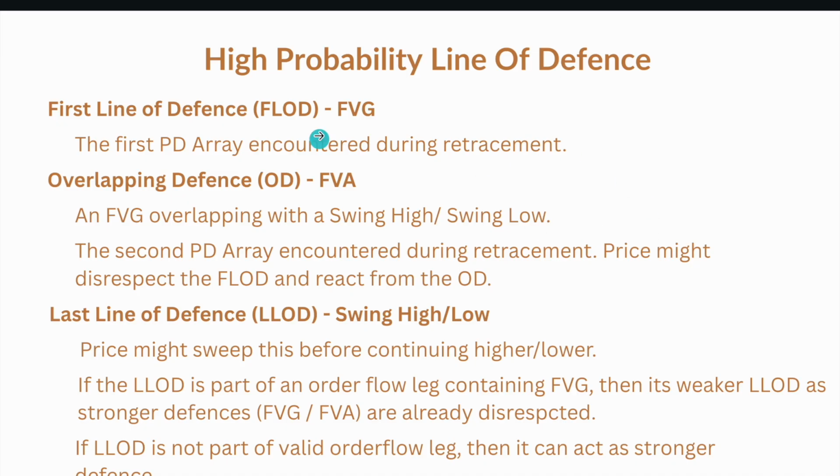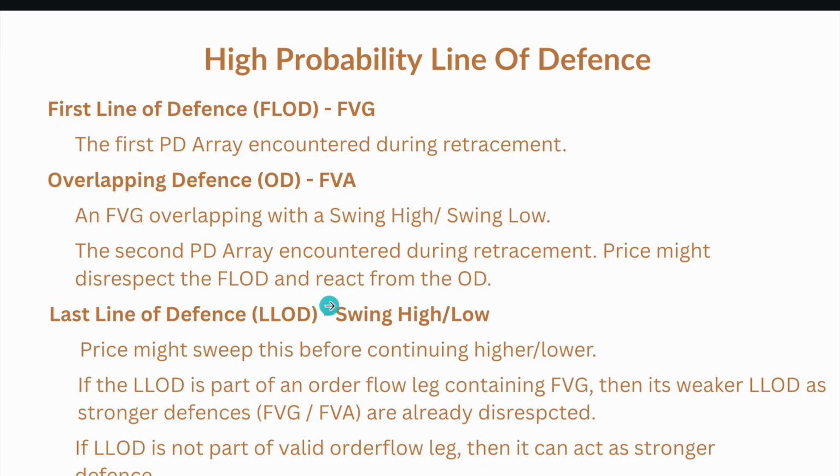So when fair value gap is the first line of defense, it's a high probability line of defense. Overlapping defense: a fair value area, a fair value gap overlapping with a swing high or swing low, is nothing but a fair value area. It's a second PDRA encountered during the retracement. So price might react, meaning reverse the direction to the original direction, from this overlapping defense. That means respecting the overlapping defense.